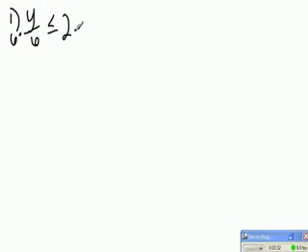So, starting on number 1, I'll go through the odds. Number 1, we have y over 6 is less than or equal to 2. We want y by itself, so we got to get rid of the divided by 6, opposite of dividing. We're going to multiply by 6 on both sides. So those will cancel. You get y is less than or equal to 12.